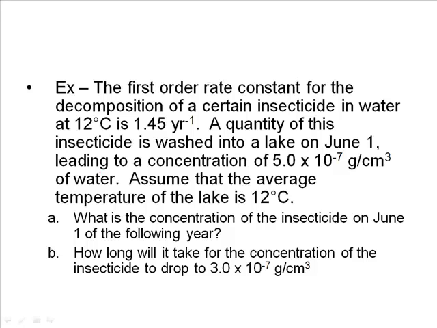So let's look at an example of this. It says the first order rate constant for the decomposition of a certain insecticide in water is 1.45 years to the minus 1. Okay, so that's the first order rate constant. So we know that k is equal to 1.45 years to the minus 1.